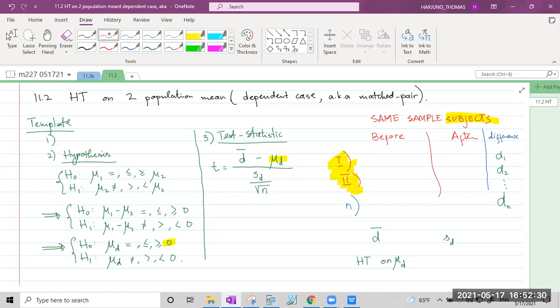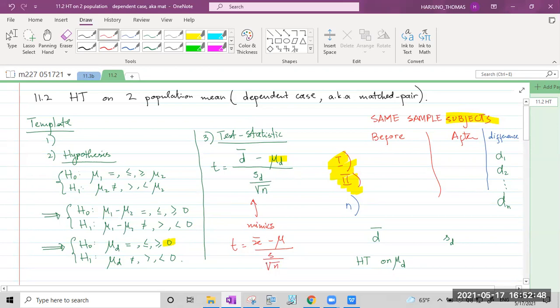Now, notice that this formula actually mimics what we learned in chapter 10. T equals x bar minus mu over s over square root of n. But now the data are the differences. Now, the rest, steps 4, 5, 6, are basically the same to what we did before.